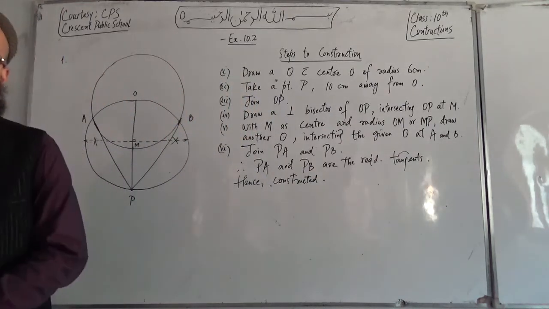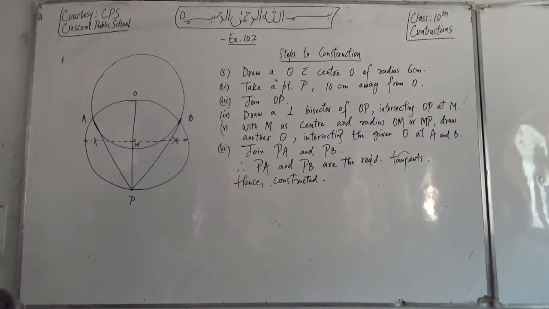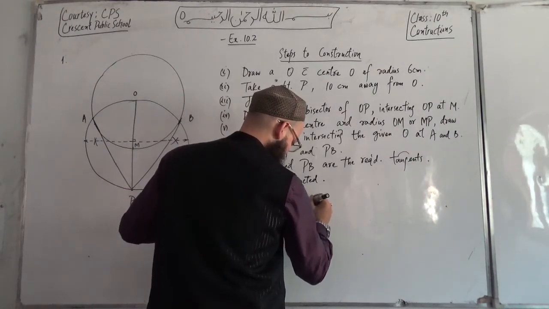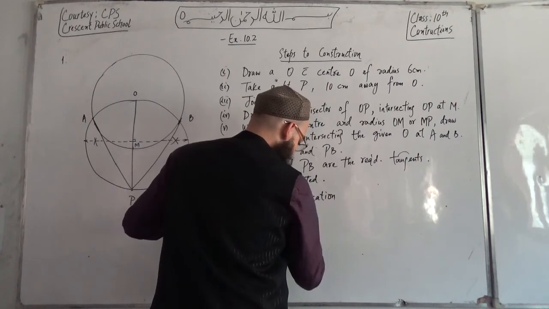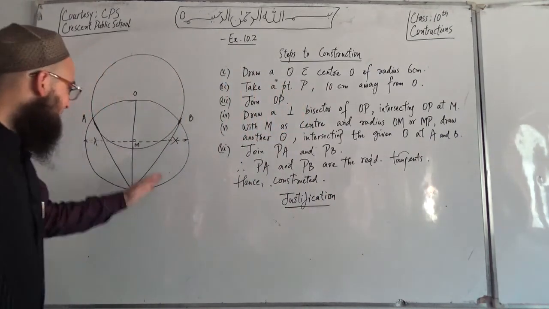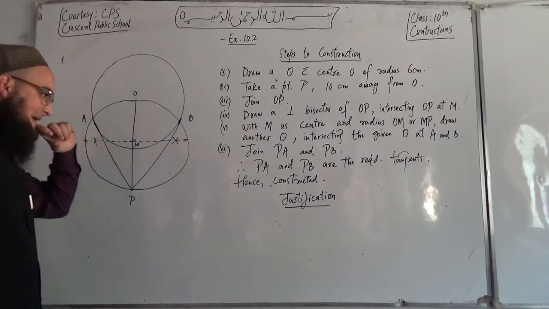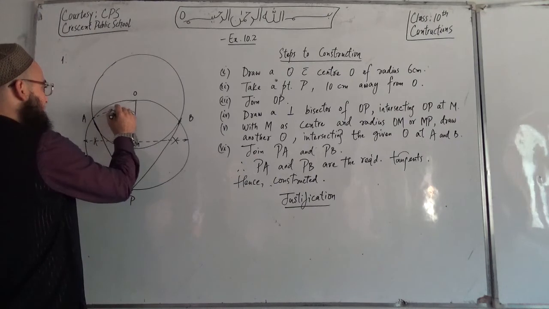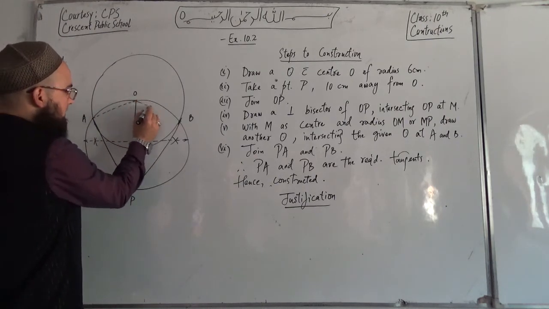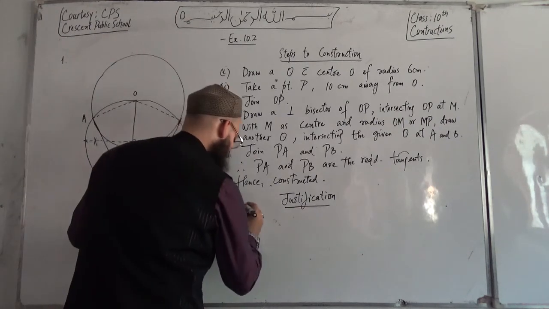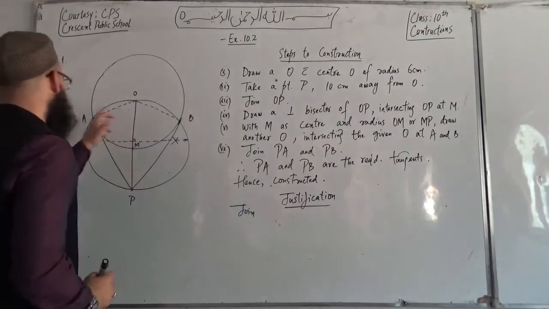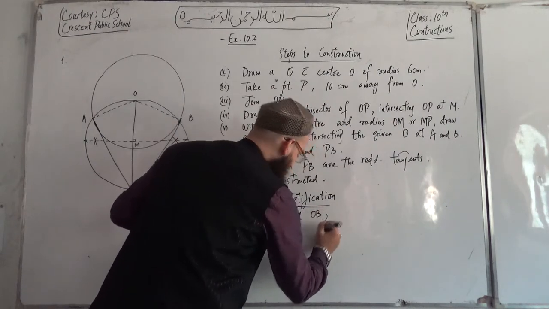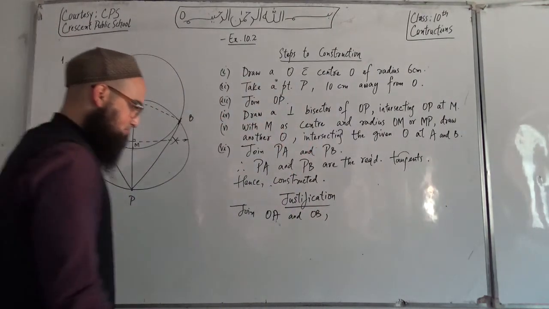Now you need to justify the construction again. Let's have the justification. In justification, you need to prove that these are the tangents. See, what I'll do, let us join OA and OB. Got it?